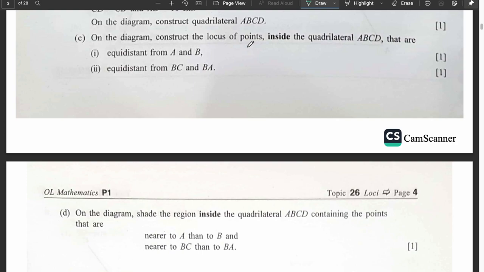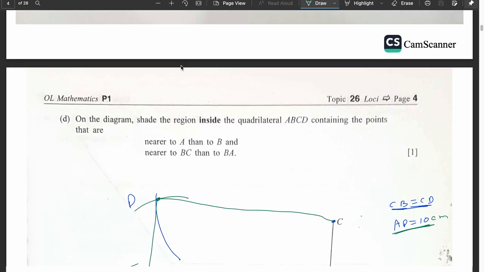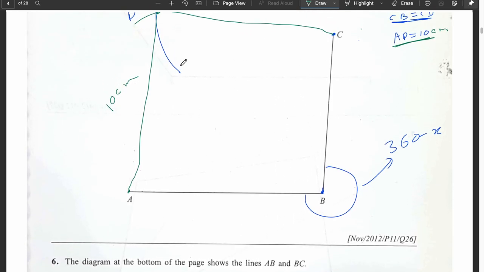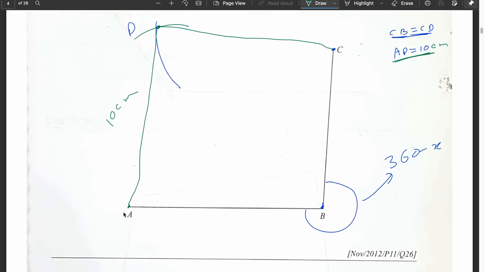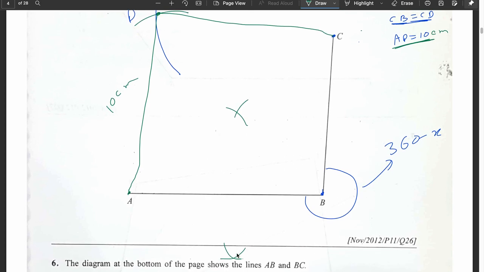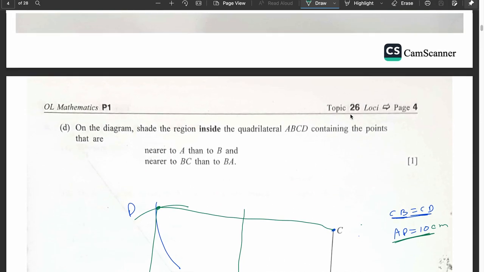On the diagram, construct the locus of points inside the quadrilateral ABCD that are equidistant from A and B. Equidistant from A and B. So place the needle at A, draw the arc on both sides. Place the needle at B, draw the arc on both sides. We are interested inside, but I have to place my compass, scale and pencil right here. So this is equidistant from A and B, the perpendicular bisector.